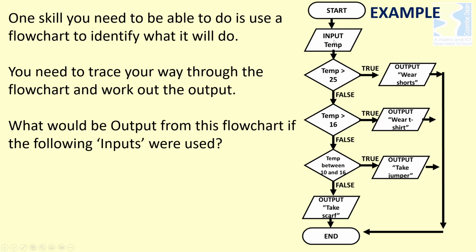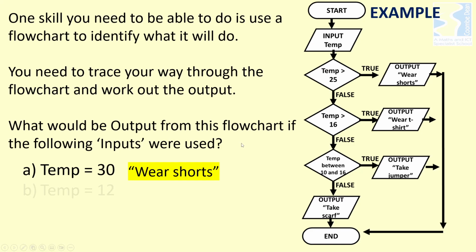We're inputting the temperature, then depending on what the temperature is, it will give different outputs in this flowchart. So imagine, if the temperature was 30, what would be output? Temperature is 30. Is the temperature over 25? Well, in this case, yes, it's 30. So we go here, and the output's going to be wear shorts. What if the temperature is 12? Input temperature, is it over 25? No. Is it over 16? No. Is it between 10 and 16? Yes, true. Take a jumper.